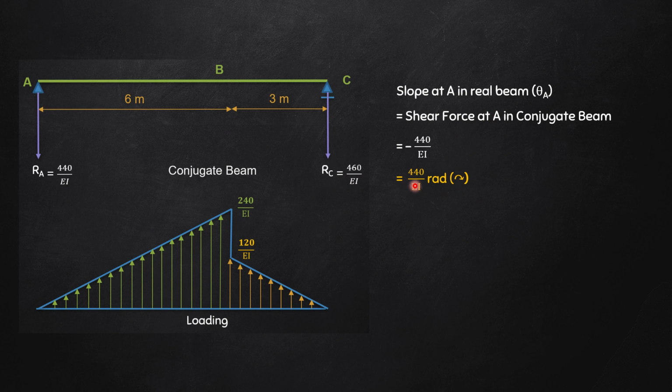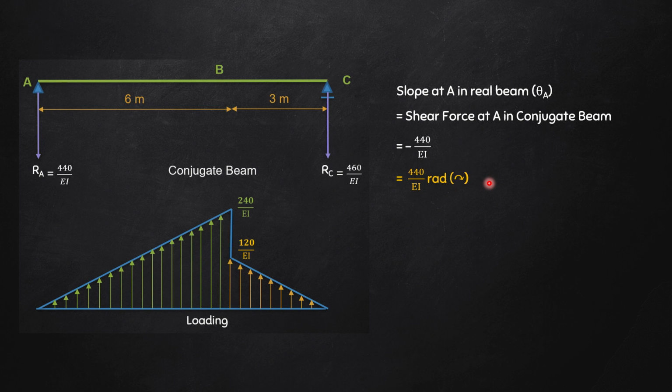So in the final step I'll have to write this as 440 divided by EI radian in the clockwise direction. Now of course in this problem the value of E and I is not given, so all my final answers will have the term EI. In the previous problem of cantilever beam the value of EI was given, so I had put the values and found out the answer. Here it is not given, so simply I'll keep it as EI.